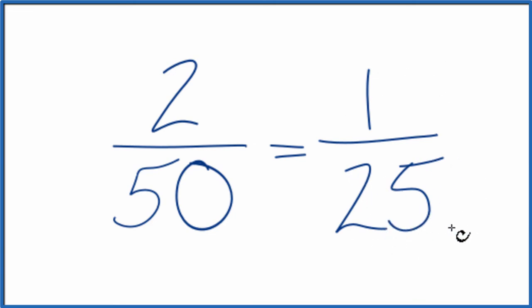These are equivalent fractions. If you divide 1 by 25 or 2 by 50, you'll get the same number. It's just that we've simplified or reduced 2/50ths down to 1/25th.